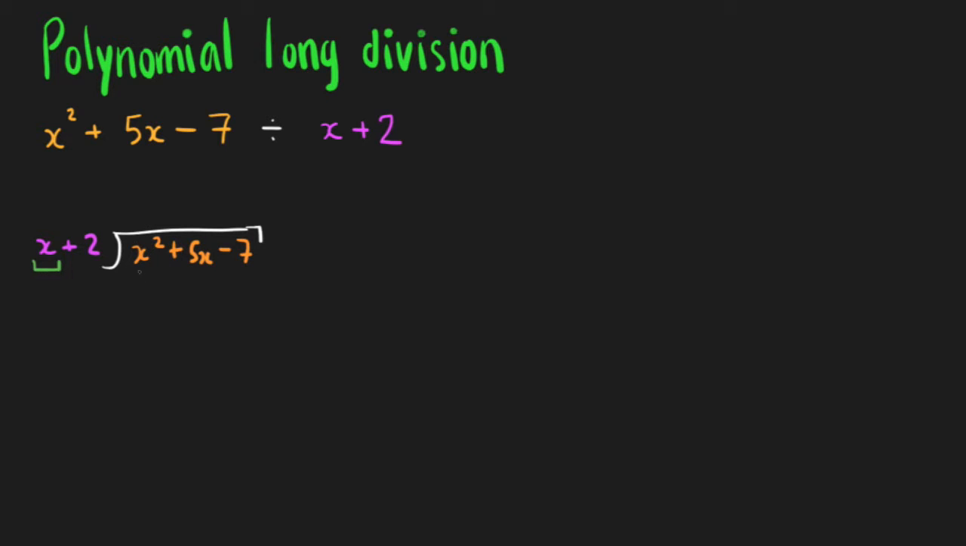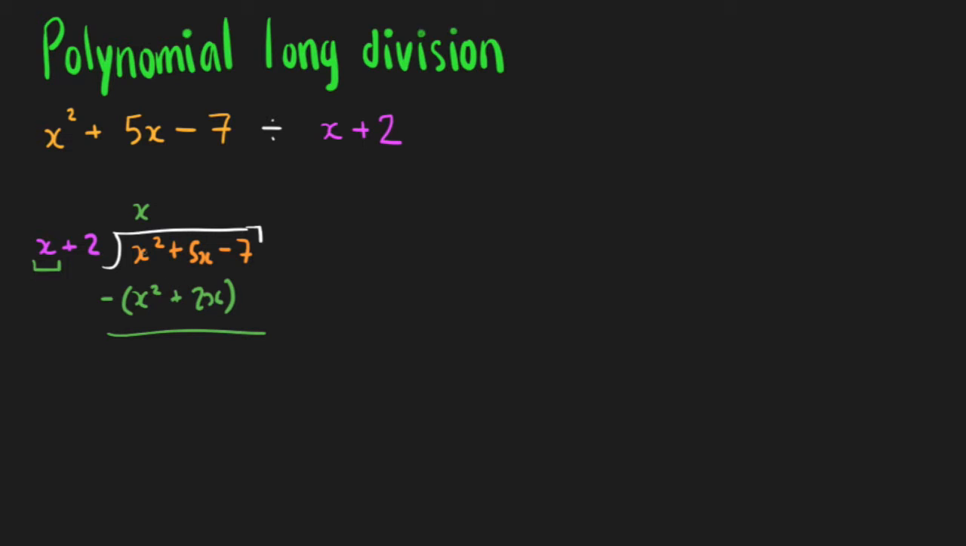Okay, if that's confusing, you can think about it in a different way. So what do you need to multiply x with to get x squared? And the answer is x. So we put an x up top. Okay, so the next thing you do is you need to multiply x by x plus 2 to see what you get. So what we get is x squared plus 2x. And then you subtract that from what you had there, just like we did when we were doing normal long division.